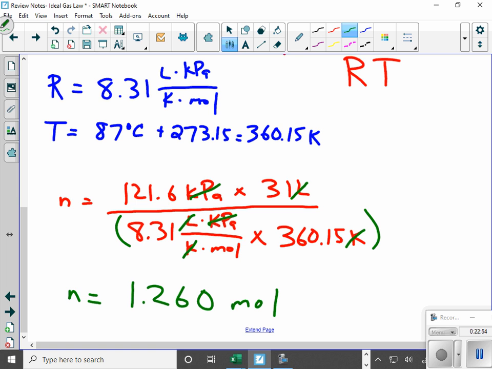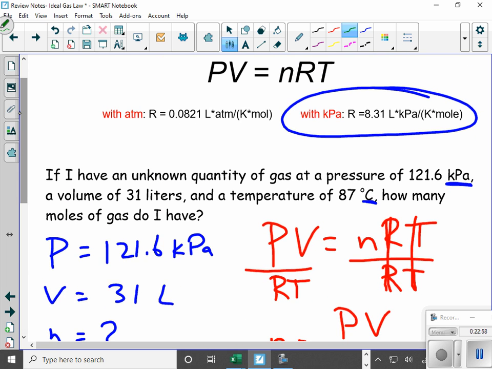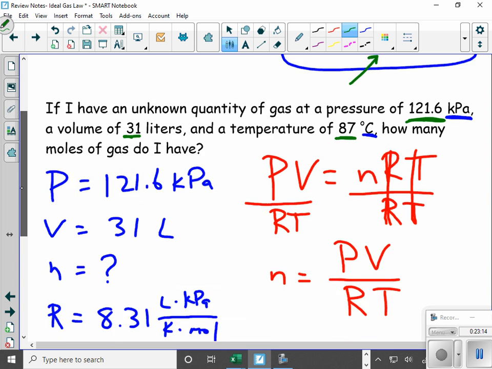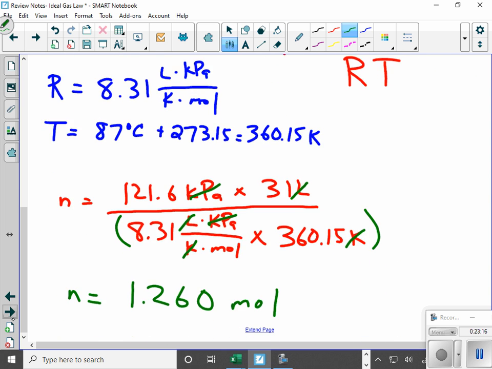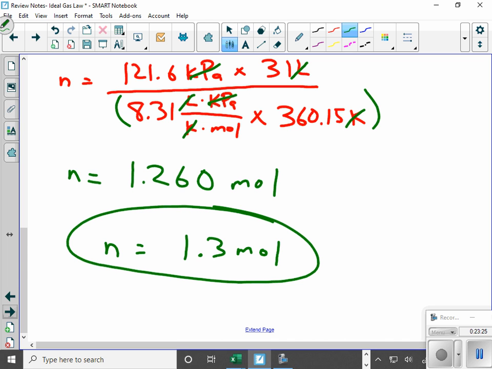Now, once again, I'm going to go back to my original problem, okay? And I see I have 2 sig figs there, 2 sig figs there, 4 sig figs there. I don't use this because that is an actual number. So I'm going to go with 2 sig figs for my answer. So when I come back down here, my number of moles is going to be 1.3. Label it moles. There's my final answer.